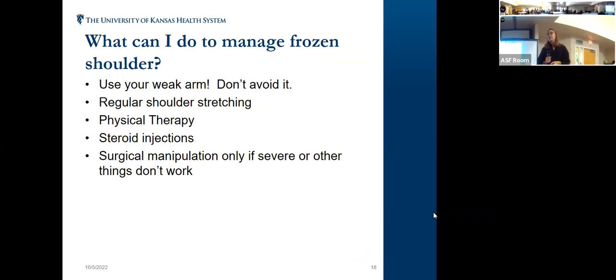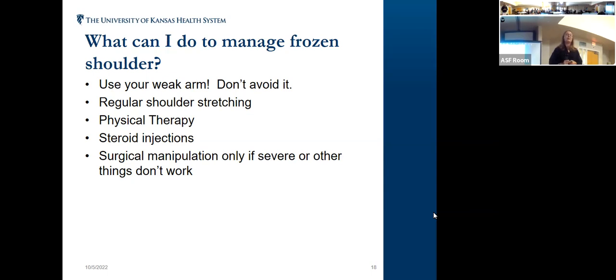So what can I do to manage my frozen shoulder? The big thing is to use your weak arm and don't avoid it, because you don't want to get that far down the road where it's actually frozen. Regular shoulder stretching, regular range of motion, is the way to avoid it. If you do end up getting a frozen shoulder, you're just going to have to do it anyway, because that's the first line of treatment: stretching your shoulder. For these, you usually do have to go to physical therapy to start working on that, because it's harder to do at home to really get that aggressive range of motion that we need.